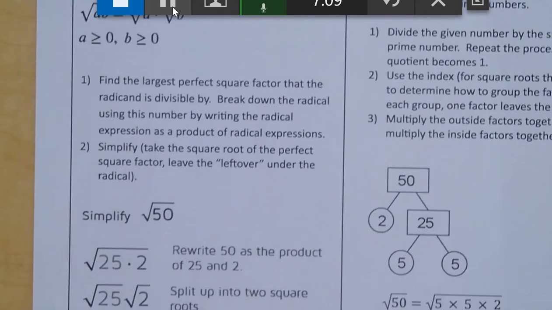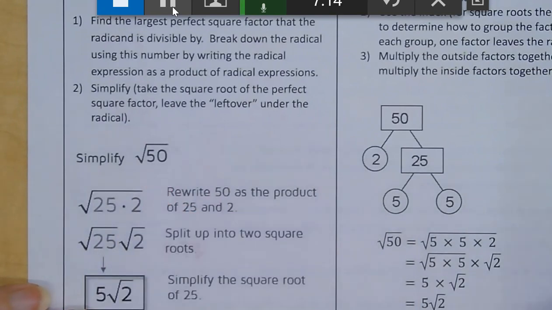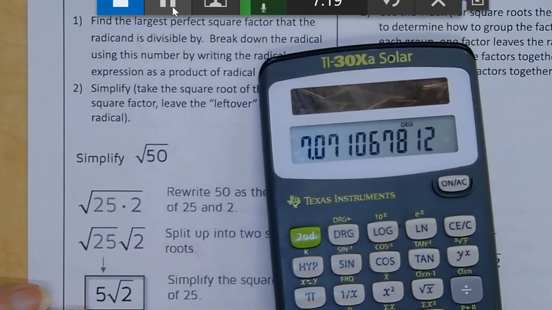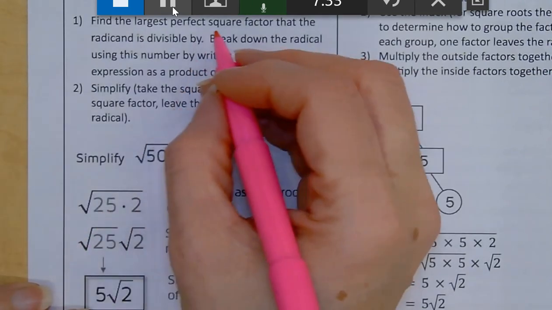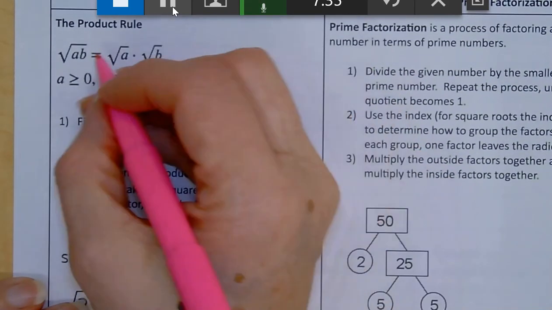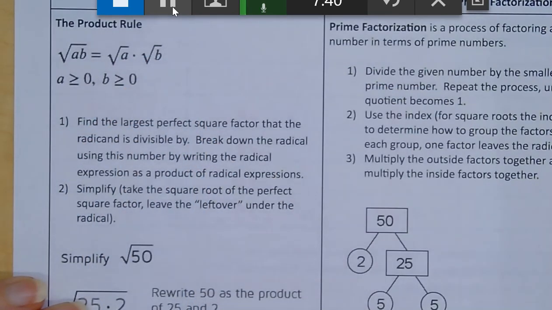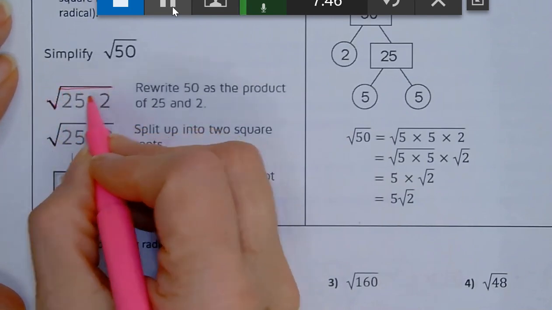All right, so an example is the square root of 50 here. Well, looking at the square root of 50, that's not a perfect square. So if I put 50 in my calculator and hit the square root button, it gives me a decimal. Okay, that's not what I want. But I want to think about, what do I know about 50? 50 is 25 times 2. And the reason I care about that is I know 25 is a perfect square. So if I have this rule up here that says the square root of a times b can be broken up into two different square roots, that's what I'm going to try to do. Okay, I'm going to break up 50 into 25 times 2.